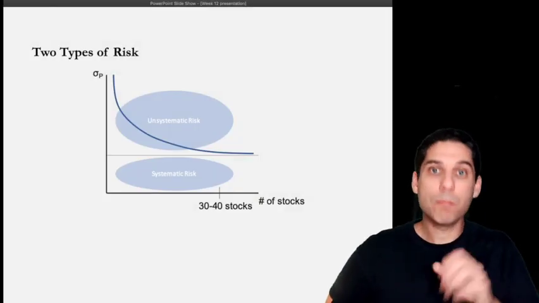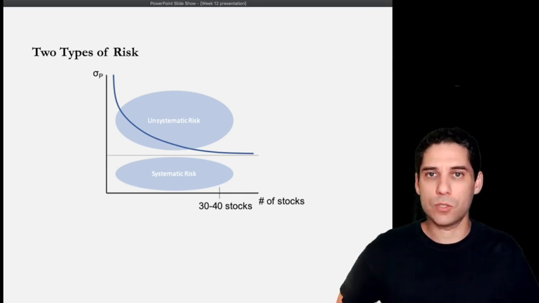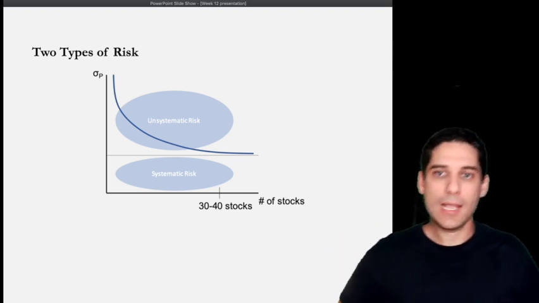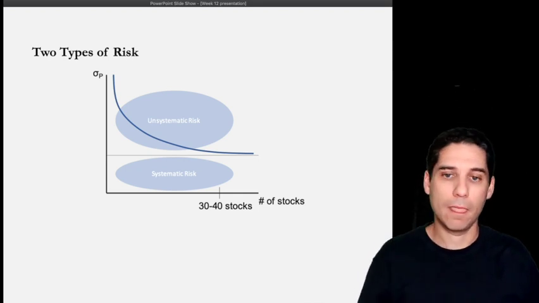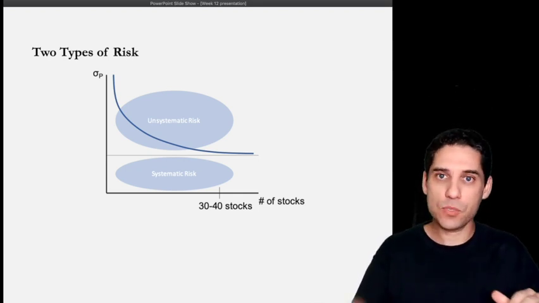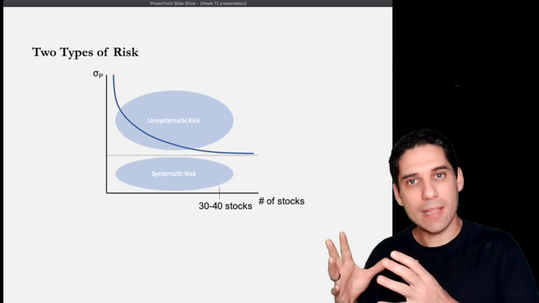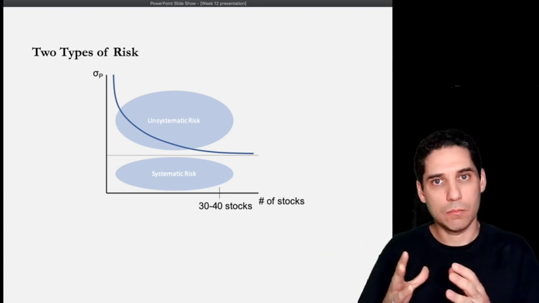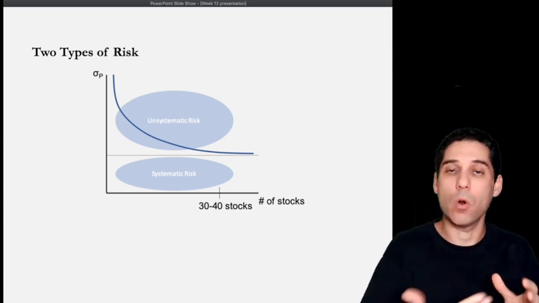So this is a very important visual, very well known. So you should know what this looks like and what it means. What's happening here is on the y-axis we have portfolio volatility, and on the x-axis we have number of stocks in the portfolio. Okay, and what this is basically communicating is, as you add more and more stocks, you take advantage of diversification more and more, right?